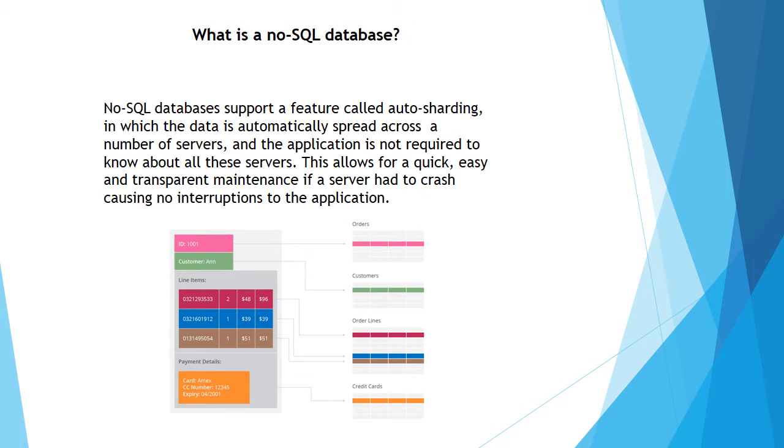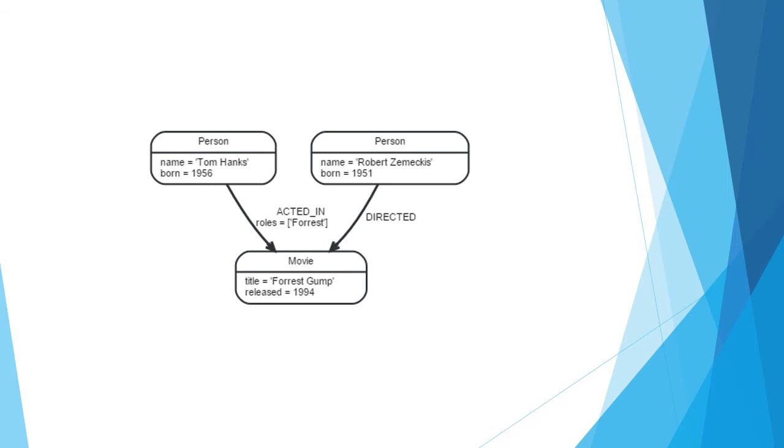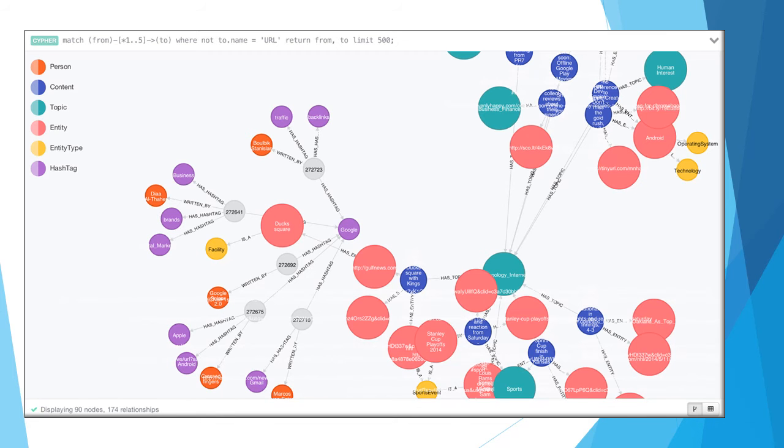NoSQL databases support a feature called auto-sharding, in which the data is automatically spread across a number of servers, and the application is not required to know about all these servers. This allows for quick, easy, and transparent maintenance if a server had to crash, causing no interruptions to the application. For this example, I'll be using a NoSQL database called Neo4j, which is a graph database which treats every single object as a node. These nodes can be linked together in different ways, allowing for storage of almost any kind of object you desire.